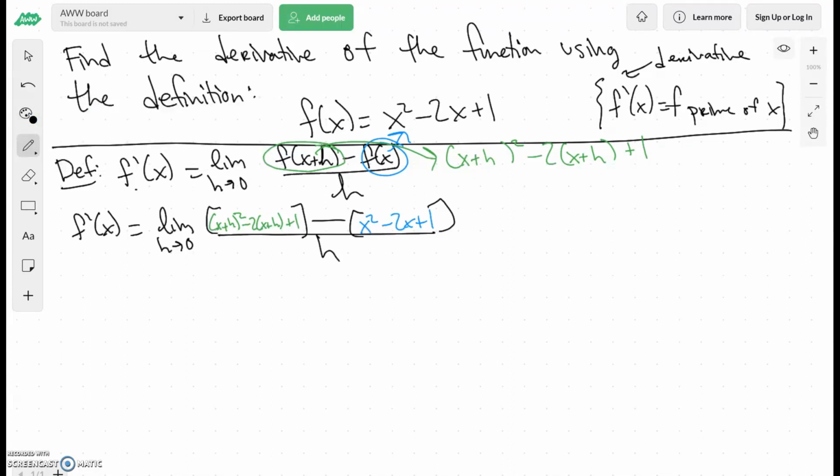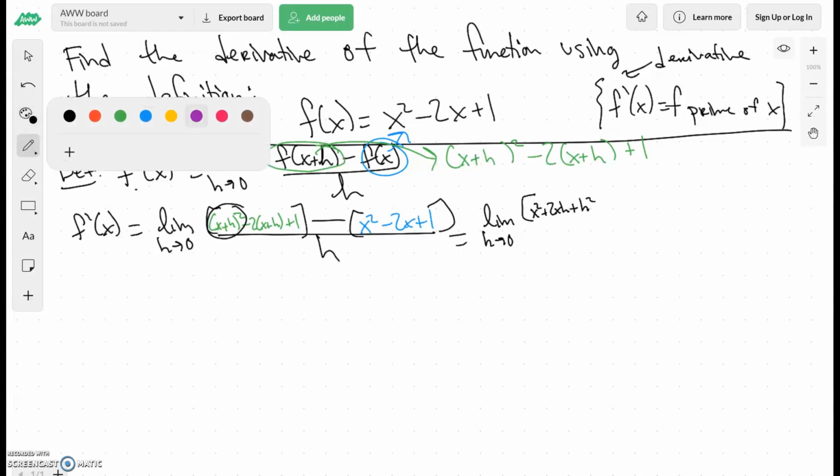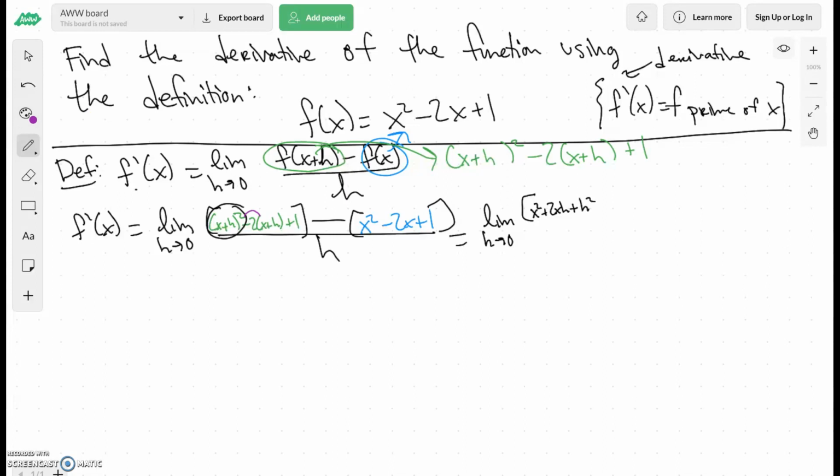Okay? So let's continue doing this problem. So we're going to have the limit. Don't forget about this. Limit as h goes to 0 of, now the top part, I'm going to FOIL it out. So this part, I'm going to FOIL it, and that's going to be x squared plus 2xh plus h squared. So when I FOIL all that, I get that. This part, I'm going to put it in purple. I'm going to distribute the negative 2 and have minus 2x minus 2h. Okay, and then I'm just left with the plus 1 here.